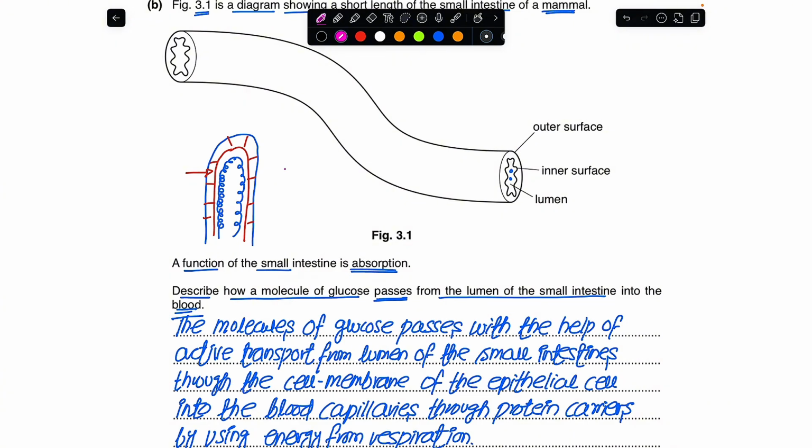Considering that the glucose is lying in the lumen of the small intestine, which is empty space here, they want you to tell how this would be absorbed into the blood. The answer is very simple: the absorption of the glucose is under the impact of active transport, not diffusion. These epithelial cells have abundant mitochondria in them. The mitochondria release energy in the form of ATP, and that helps to move the glucose molecules from the lumen of the small intestine, passing through the transport proteins in the epithelial cells, and then all the way into the blood capillaries.